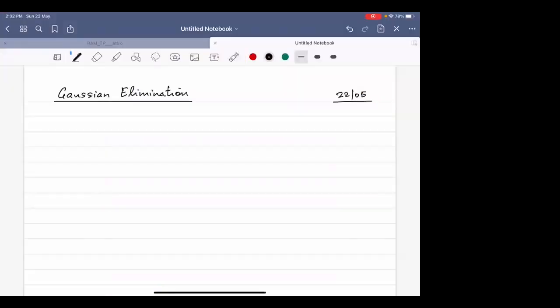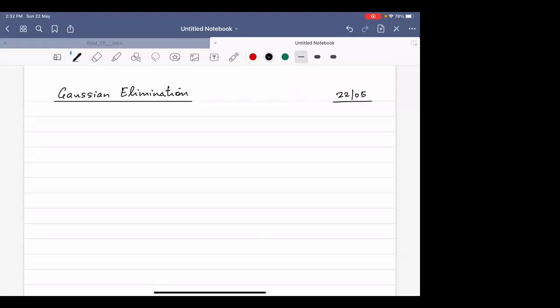Okay. So welcome everyone to the first real lecture of this week. I will be talking about Gaussian elimination, and it is possible that a number of you have seen this in some form or the other before. But it is also possible that some of you haven't.